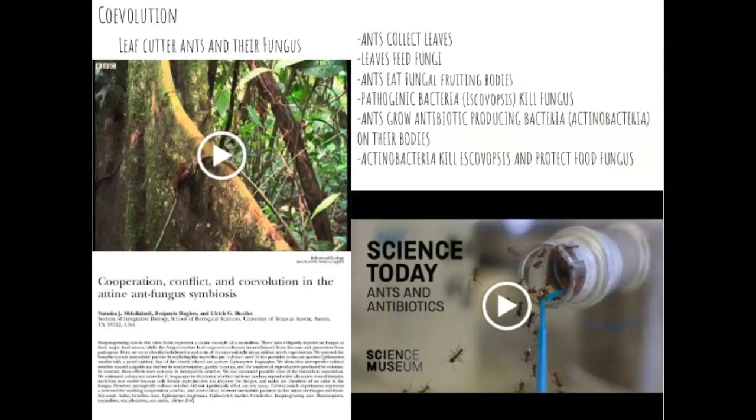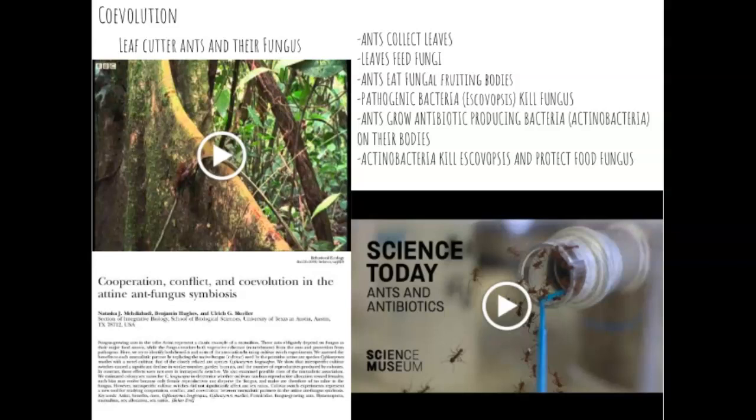Another really cool example of coevolution is with leafcutter ants and their fungus, which sounds strange, but let me explain it. So leafcutter ants will go and collect leaves and caterpillar poop, but they don't eat the leaves. They actually take the leaves back to their nest and they feed it to a fungus that they grow in that nest. And the ants eat the fungal fruiting bodies from that fungus when it fruits.